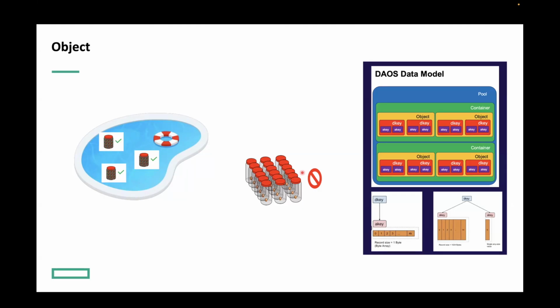An object is more like, it can be defined as anything, a simple array of numbers or a distribution of key value pairs, like a distribution key and an attribute key, and so on. It is also important to know that you should not create one file per container. You should have very few containers.